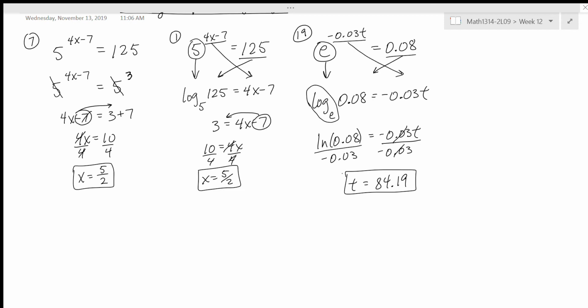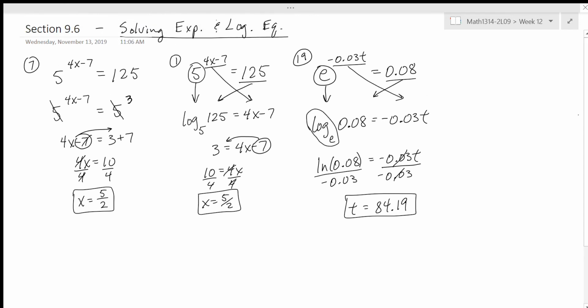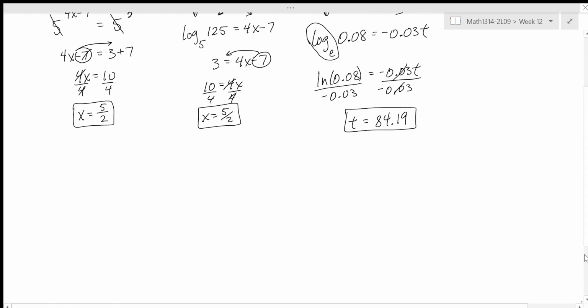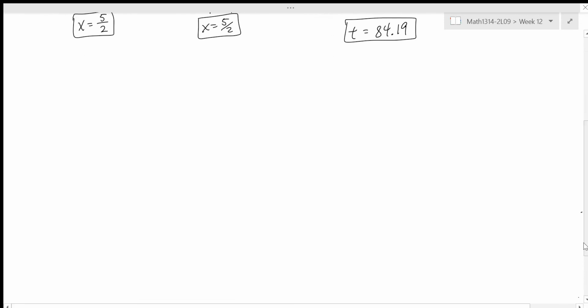Okay, it's time to look for the Grand Master level problem. Yeah, the problem that even I don't really like because it's so freaking complicated. Let's do one. Number 28. Two to the x plus 1 equals 5 to the 2x.